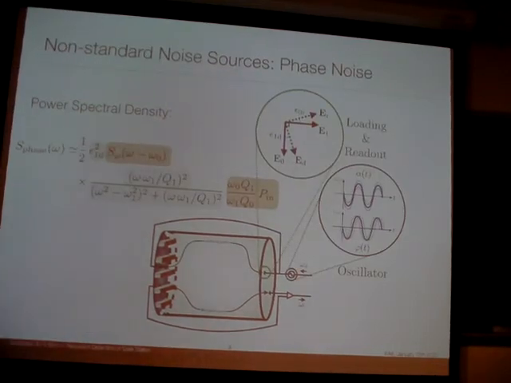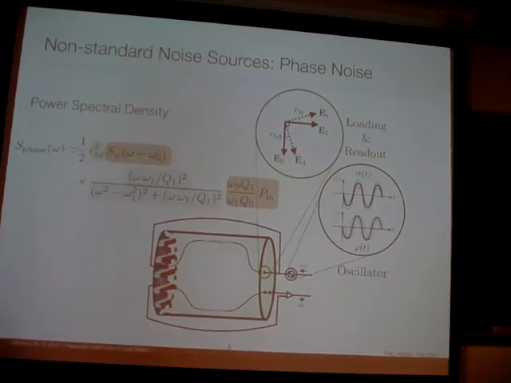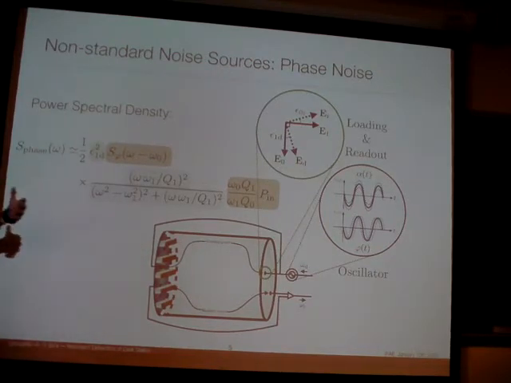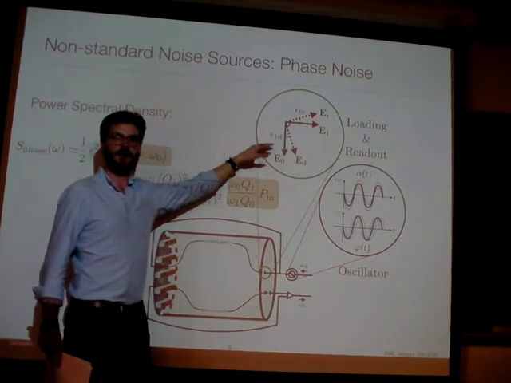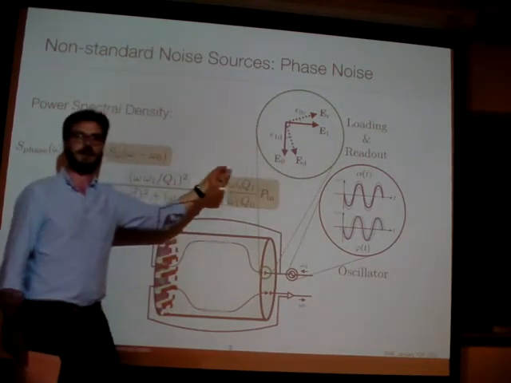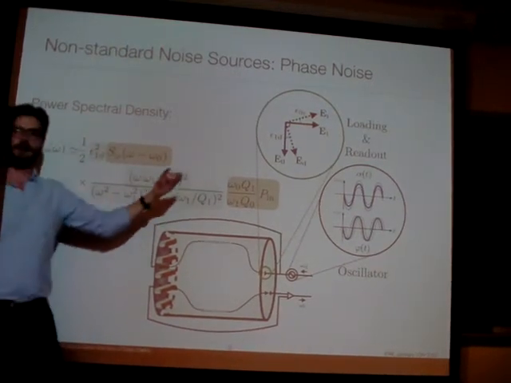But because of the nature of this proposed experiment, you also have non-standard sources of noise. In particular, the fact that you have an oscillating background magnetic field means that you have what's called phase noise. This comes from the fact that as you inject power, you might accidentally couple to your signal mode at the loading point, or you might accidentally couple to your loaded mode, your background mode, at readout.